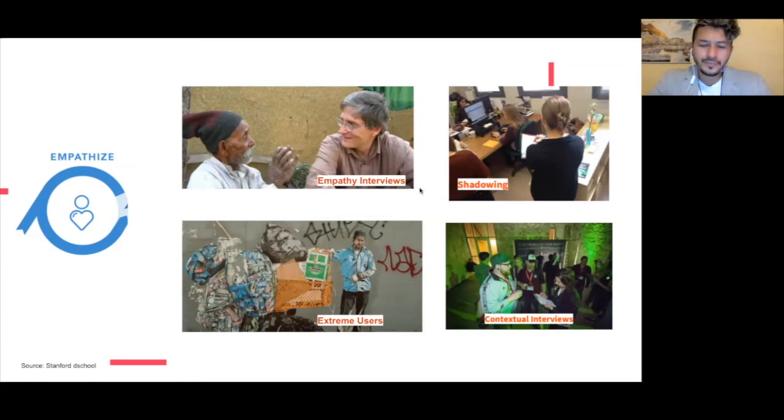And then contextual interviews. For example, while you are immersed in the experience with the user, you do the interviews. Okay, so these are some of the tools that you can use for this phase. There are more, but these are the most common ones. At least the empathy interviews, that's the key one that you should be able to use if you would like to start doing design thinking to validate your business idea.